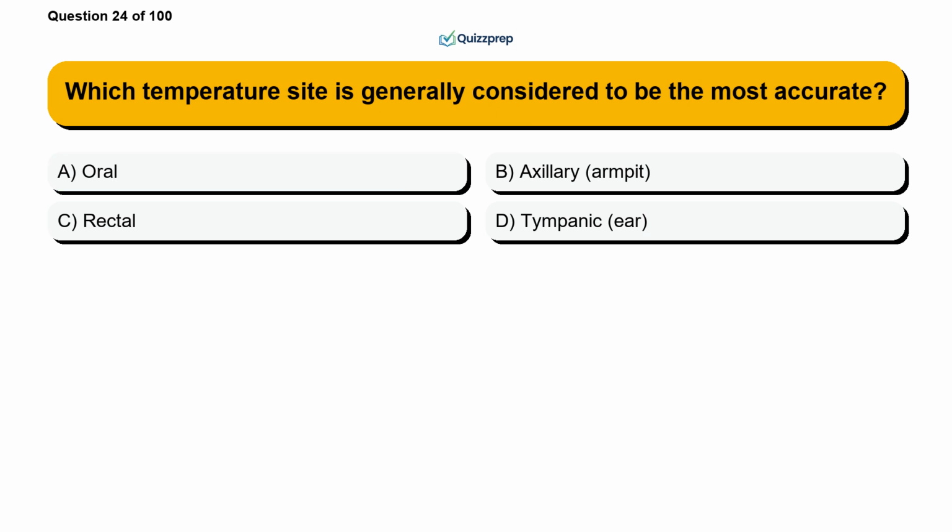Question 24. Which temperature site is generally considered to be the most accurate? Option A. Oral. Option B. Axillary, armpit. Option C. Rectal. Option D. Tympanic, ear. The correct answer is option C.